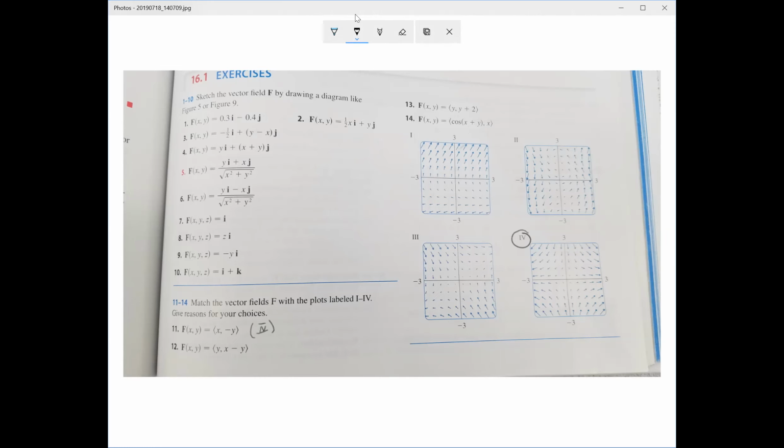All right. Just to reiterate, what I usually do for these kind of questions is just start off by looking at the different quadrants. Okay. And usually that will let you know which vector field is going to match to the plot. Okay. All right. So let's look at the next one for number 12.